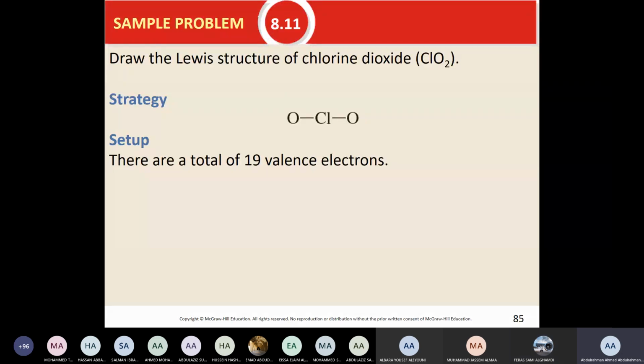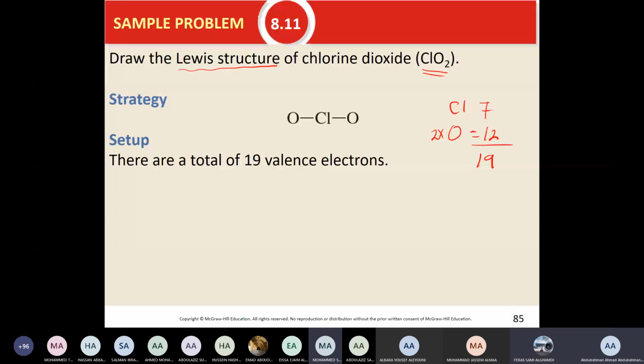Now, draw the structure of ClO molecule. Can you draw the Lewis structure for ClO molecule? To start with, you have to count how many electrons we have from chlorine. How many in chlorine? What's the valence of chlorine? 7. How much oxygen? 6. What's the total? 19. Can you draw the Lewis structure?